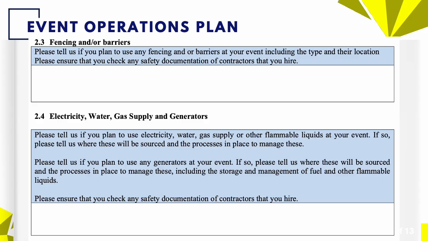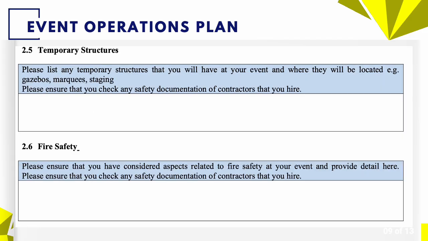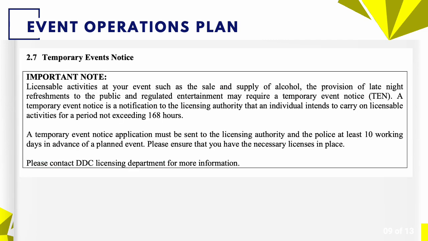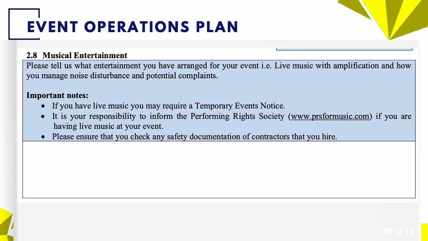Okay. So I hope you're not confused. This is just an example of the event operations plan format. So there are temporary structures, the fire safety, the temporary events notice, especially if using or selling any alcohol. Then we have musical entertainment for the live music with amplification and how you will manage the noise disturbance and potential complaints from the other surrounding businesses and areas.